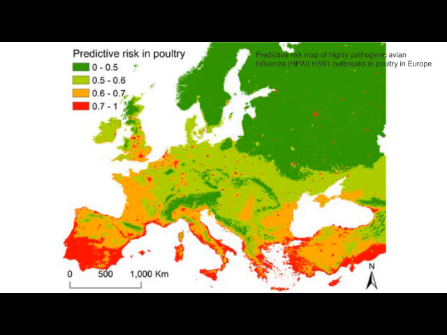And as you can see here, this is the same study, but it shows the risk. They've graded the risk, and you can see along the coastal areas and areas where you find seabirds, that tends to be where there are interactions with the poultry in those areas.